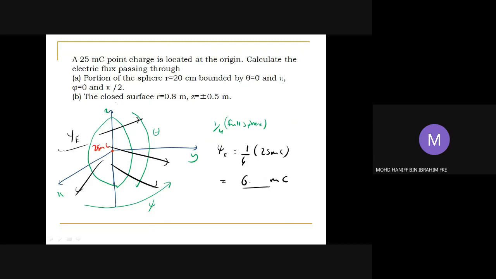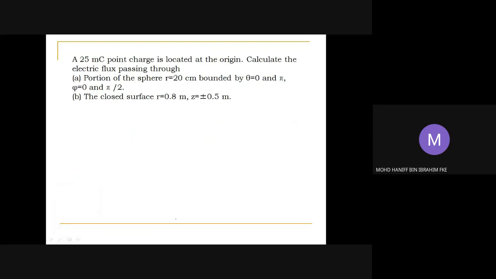And for part B of the question, where we want to find the flux passing through the closed surface of 0.8 meter, plus minus 0.5 meter, allow me to erase this sketching first. For part B, I have to re-sketch the same diagram. That's my Z. We have a closed surface of 0.8 meter radius R, Z from negative to positive 0.5, in which we can see that this is a cylindrical surface.